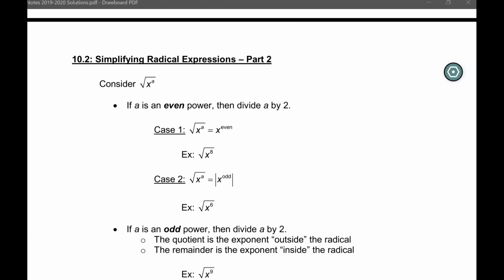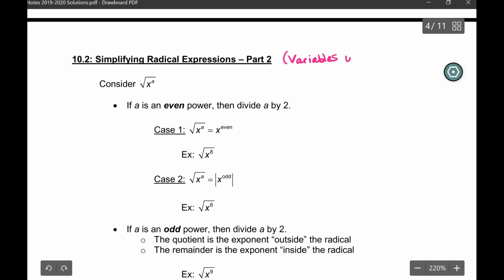Okay, so today we're going to look at 10.2, Simplifying Radical Expressions, Part 2. Today we're going to look at what happens when there are variables under the radical.